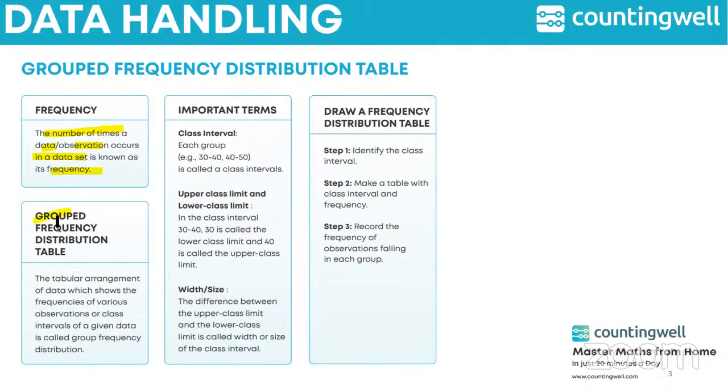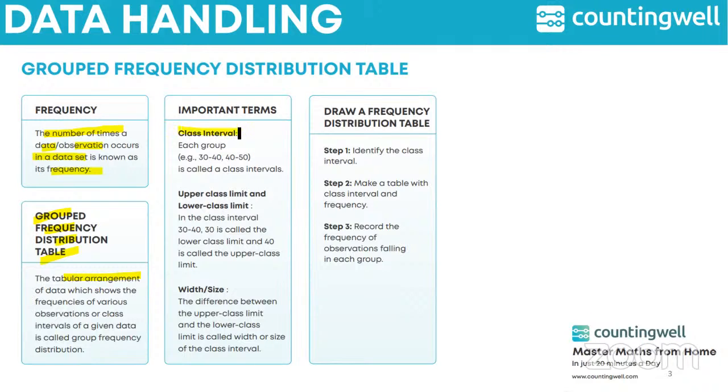Let us see what is a group frequency distribution table. So it is nothing but a tabular arrangement of data which shows the frequencies of various observations or class intervals of given data. Okay. So group frequency distribution is first of all nothing but a tabular arrangement of the data. It shows two columns, frequencies of the observations. Okay. And it should be of various observations, or we can write the class intervals of given data along with the frequency.